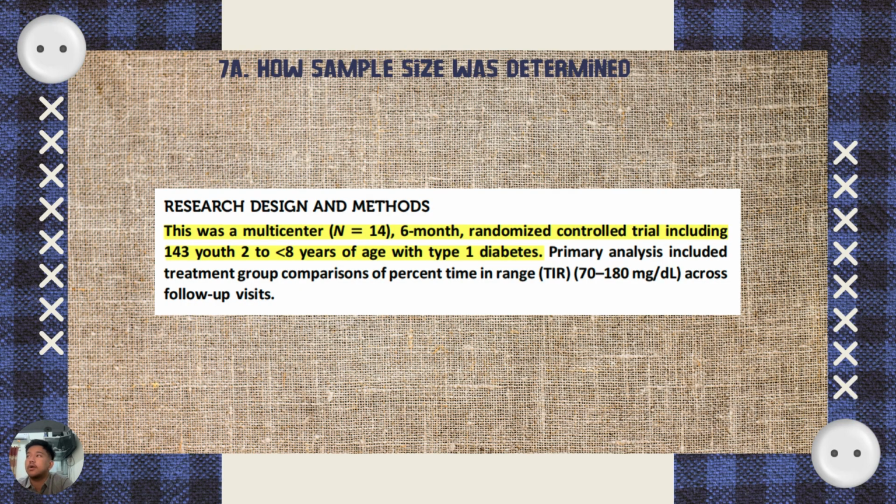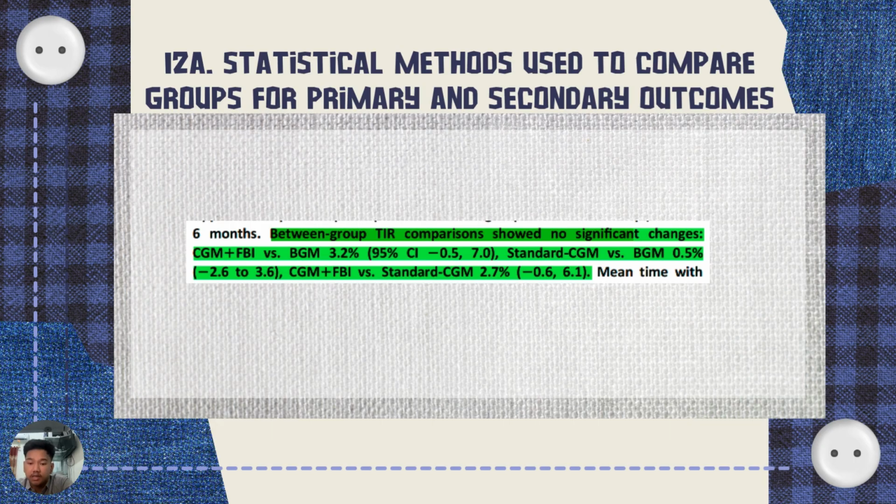And then for 12A, statistical method, in the article it is mentioned a linear mixed effects regression model was used to compare group differences. The methods are appropriate and clearly explained.